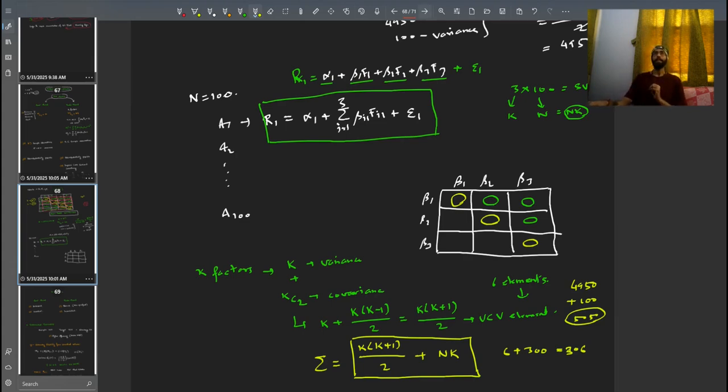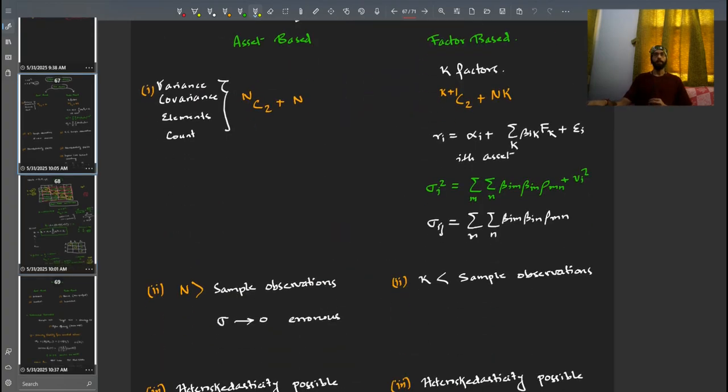The second advantage, let's get into that. The second advantage is the number of sample observations can often be less than the number of assets that are there in an asset based VCV matrix. So let's say you have 100 assets and the number of sample observations that you have is quarterly for 30 years, which is 90 observations.